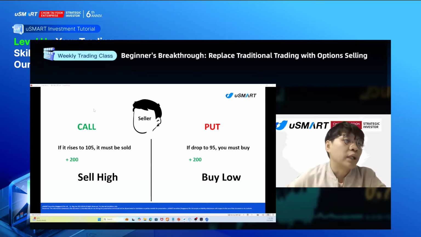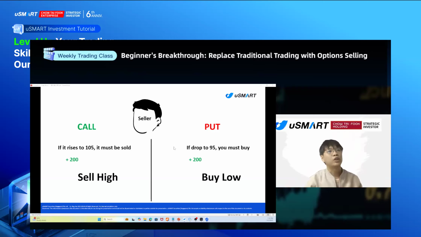As a seller of call options, if it rises to 105, it must be sold. Right now ABC is at $100. So when it drops to 95, you are able to get into position. And then when it rises to 105, you are able to exit your position. So that becomes a buy low and a sell high. And in both of these cases, you are able to get a premium upfront also. So this is how we utilize options as a seller to replace the traditional buy low, sell high.